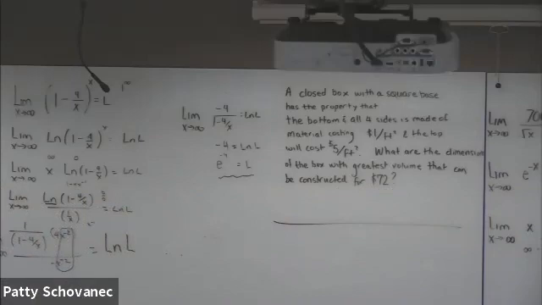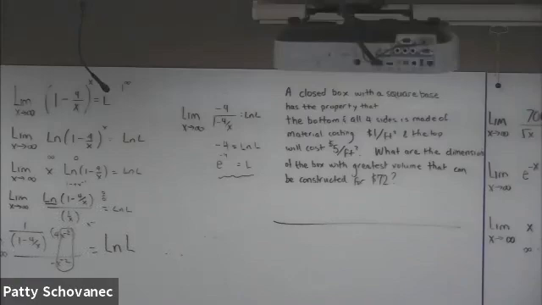All right, let's see if we can set up this word problem here. We're going to make our box with a square base, but this time we're going to put a top on it. We're going to make this in such a way that the 4 sides and the bottom is going to cost us $1 per square foot. So it's going to have a schmancy top that costs $5 per square foot.